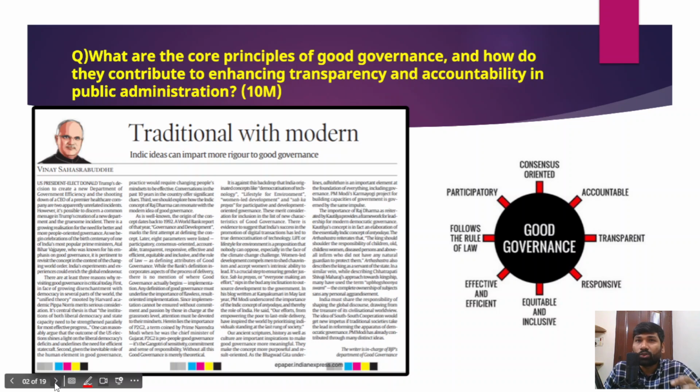Apart from that, you need to describe the core principles of good governance. There are certain core principles, and it is very important that you identify them. In the second part of the answer, you need to write how these core principles of good governance would contribute to enhancing transparency and accountability in the public administration. We all know that transparency and accountability in public administration is a very important component, right?